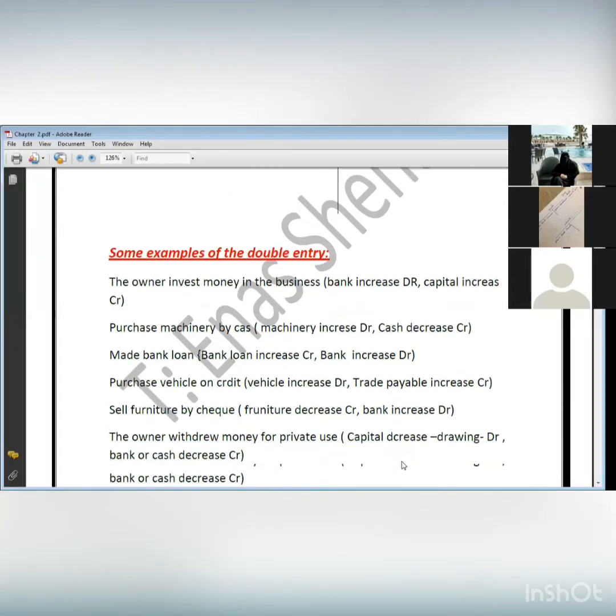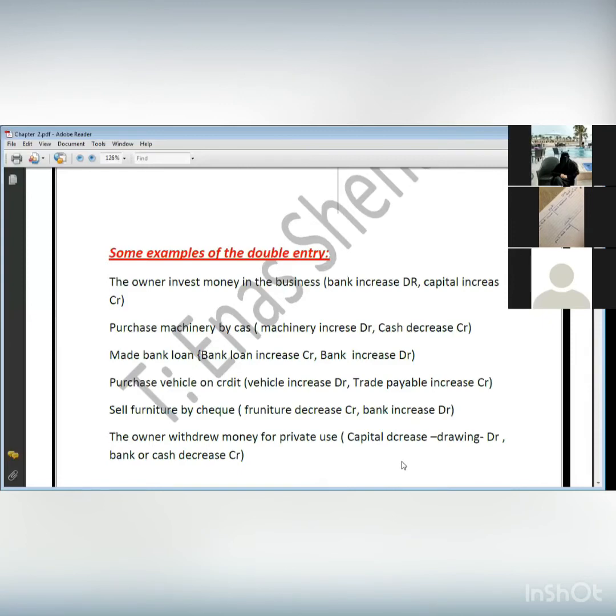Another thing, when the owner withdraws money for private use. What does it mean, withdraw money for private use? For example, I have a business and we are partners. Every one of us put $10,000 in this business. Now, for any reason, I took $1,000 for myself. It's not for the business. I took it for my son, for example. He wants to buy something, so I took $1,000 from the business.